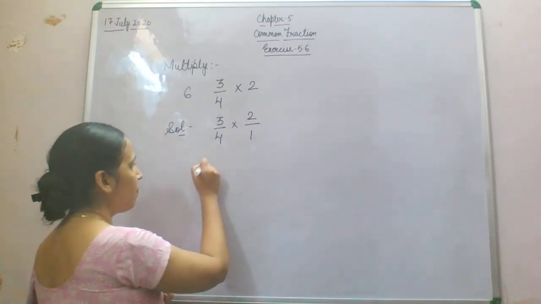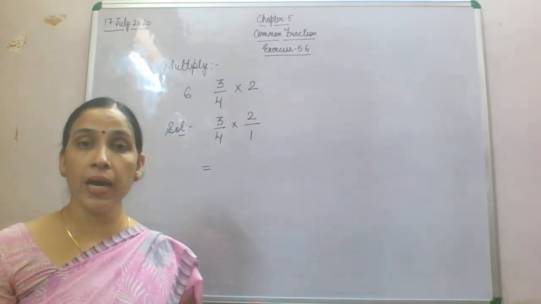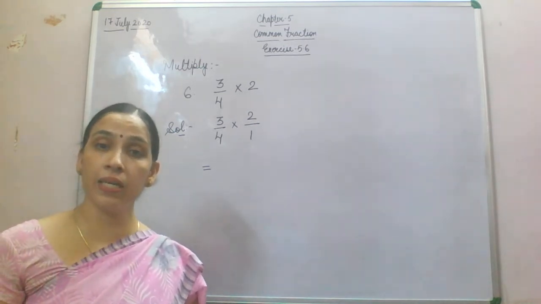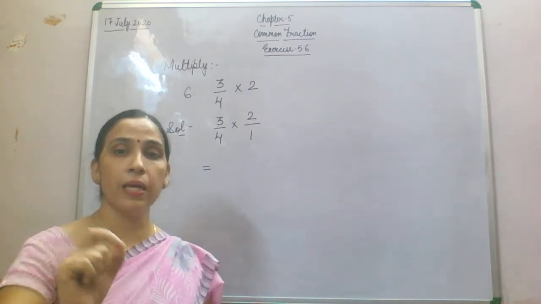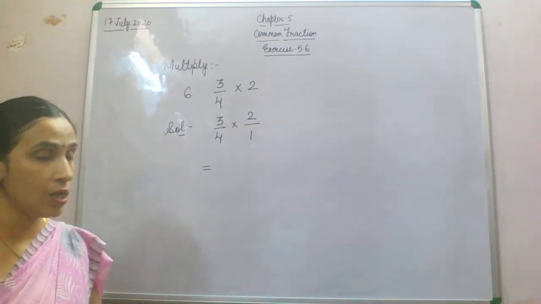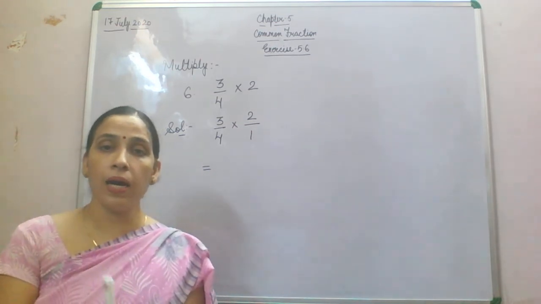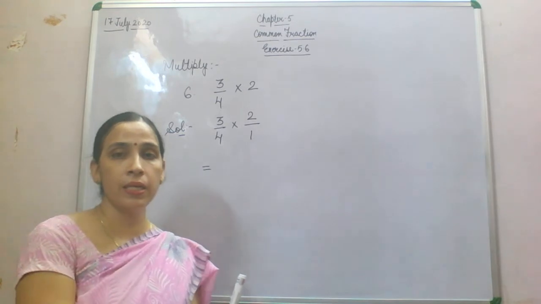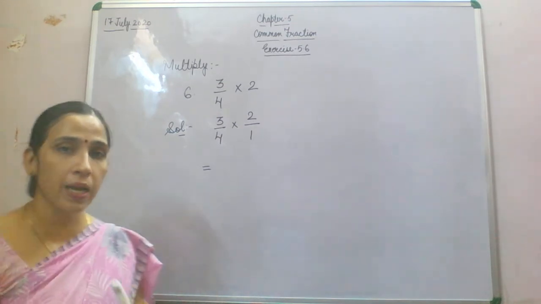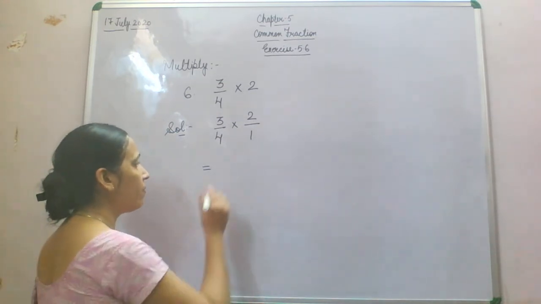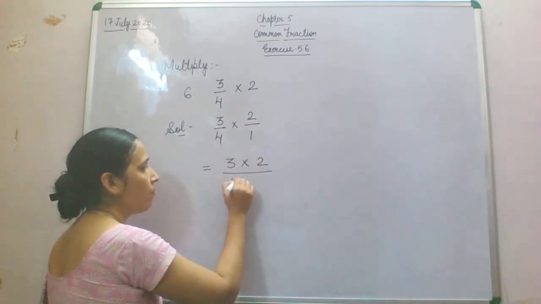Now what is the next step? Remember these steps. Why am I speaking these steps again and again? So that if you get any other kind of question also, you just remember these steps and easily you can do all these questions. The second step is to multiply the numerator by the numerator and the denominator by the denominator. So let us multiply it. Now above, 3 will be multiplied by 2, and 4 ones are 4.